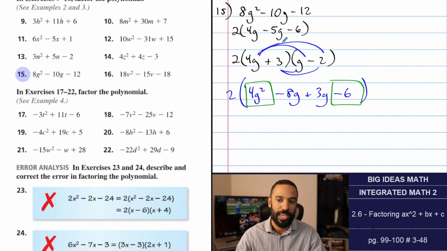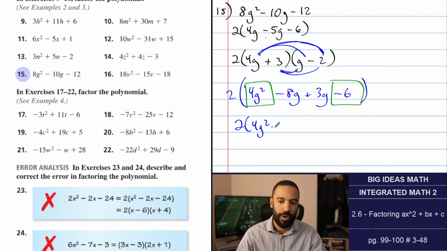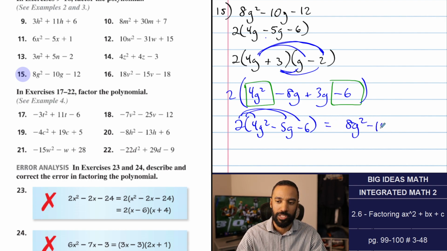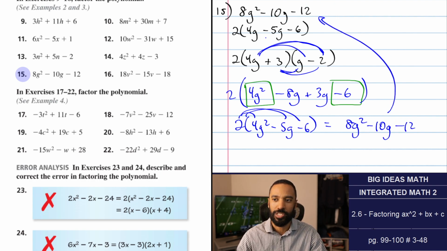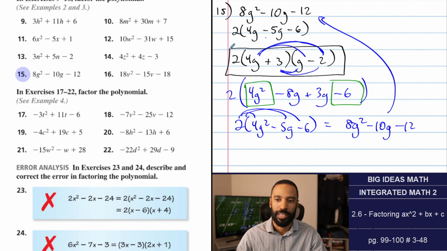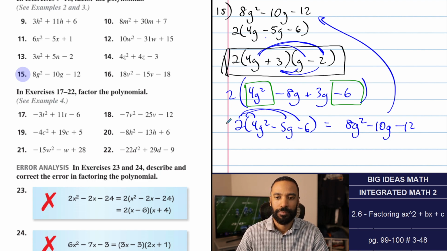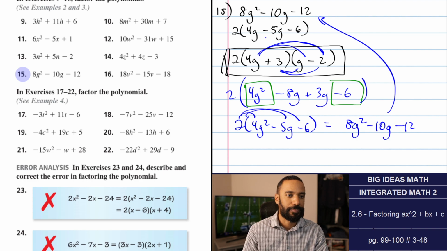In foiling, there's outside and inside. And my goal is to get ones that when I do 4 times negative 2 plus 3 times g, I'm getting negative 5 as a result of that. And that's what that is. So this becomes 2 times 4g squared minus 5g minus 6. When distributing the 2, you get 8g squared minus 10g minus 12, which gets you back to where that was. But this is the answer here. That's the answer there.